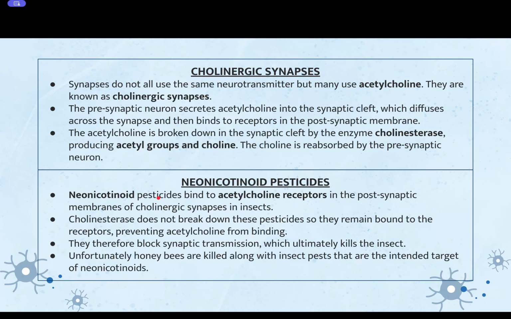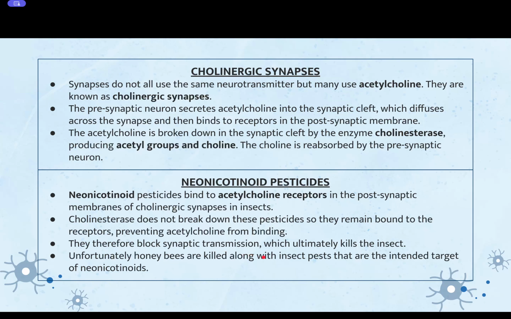Since they bind to the receptors, they can't be broken down because cholinesterase is not able to break down neonicotinoid. Since it doesn't get broken down, they remain bound basically forever. So there's no acetylcholine binding, and that stops the flow of the impulse. They block all synaptic transmission, which ultimately will kill the insect. That's why it's such an effective pesticide, because it attacks the brain of the insect and stops it from functioning altogether.